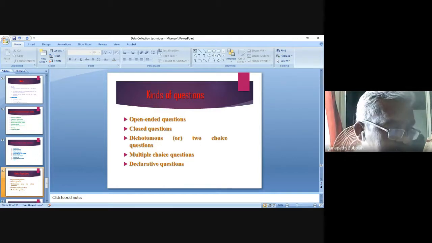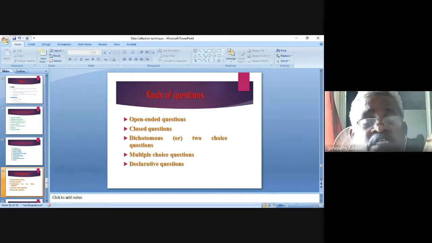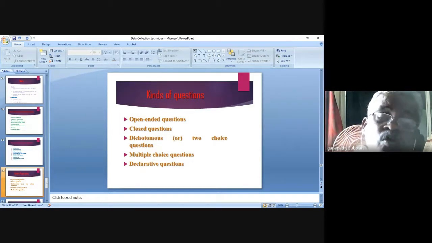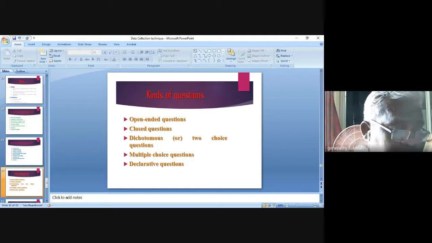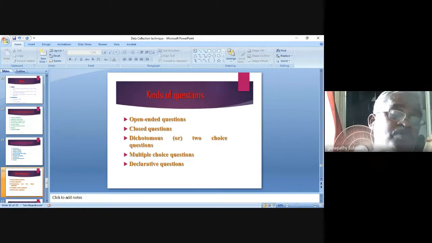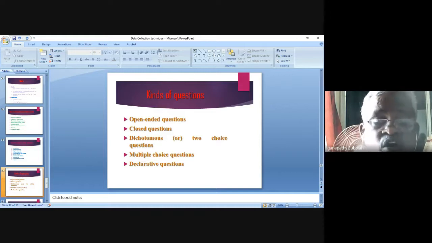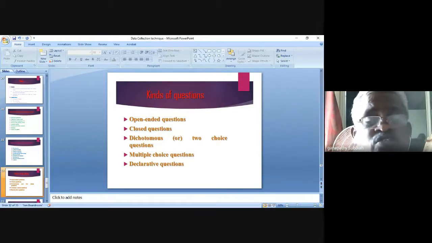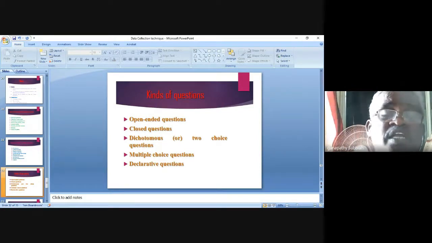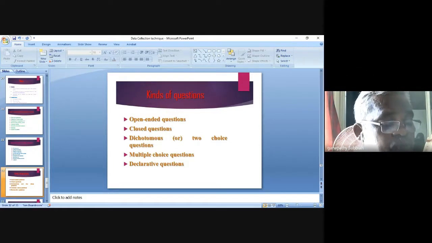The alternatives are: incoming purposes, that is the first alternative; outgoing purposes, the second; incoming and outgoing purposes, the third; SMS purposes, the fourth; and all purposes, another alternative. So the question has more than two choices, and the respondent answers with any one. That is a multiple choice question.